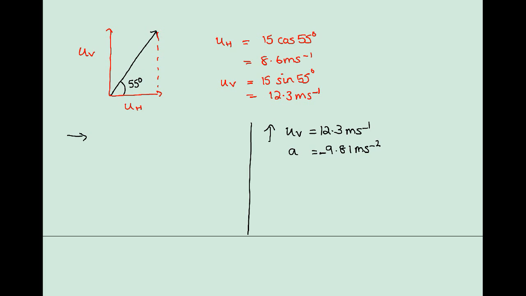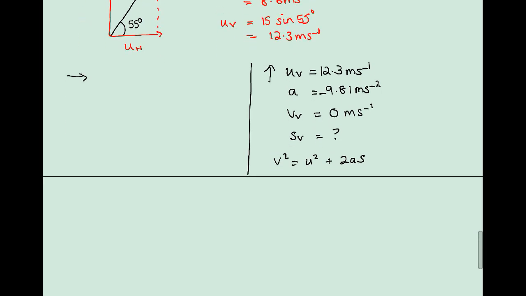What else do we have? We know that at the maximum height, the vertical speed is 0. And it's the displacement, of course, that we're trying to find. So what we're going to use here then, if you look at the letters we've got, the equation that best fits is this one, v squared equals u squared plus 2as. So if we put our numbers in here, that's a 0. Don't forget the negative here.